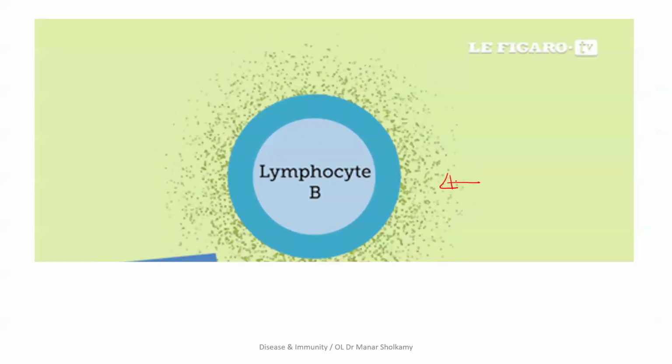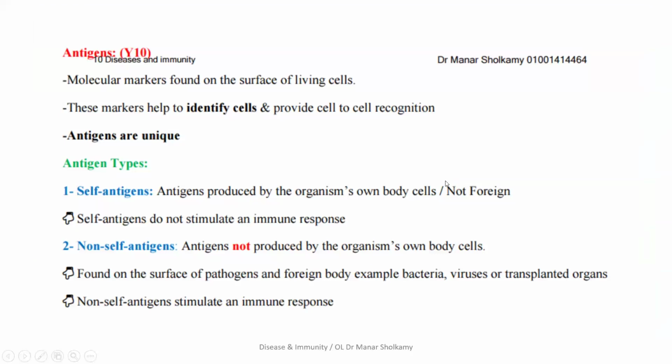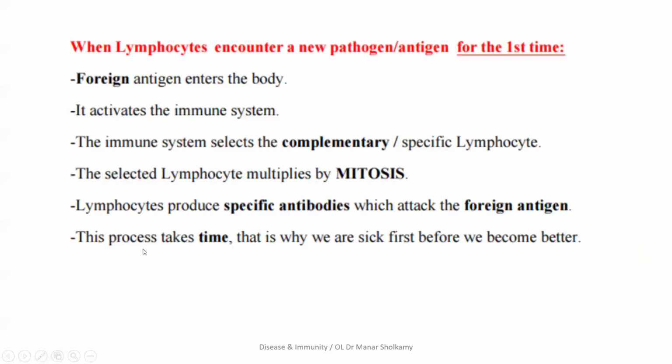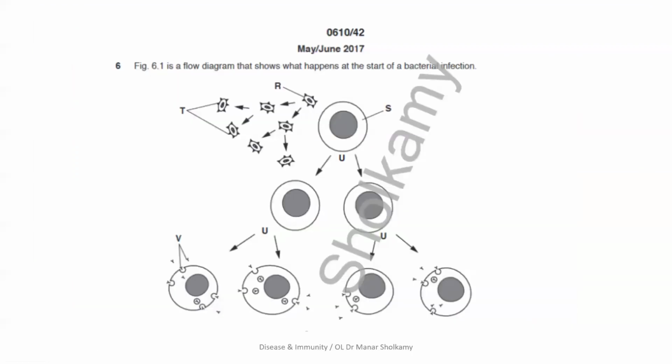Antibodies that are specific and complementary. We talked about the self and the non-self. I just want to make sure I did not miss anything. And we said this clearly. Okay, this is a question here. Now, what is S? Now, what is T?